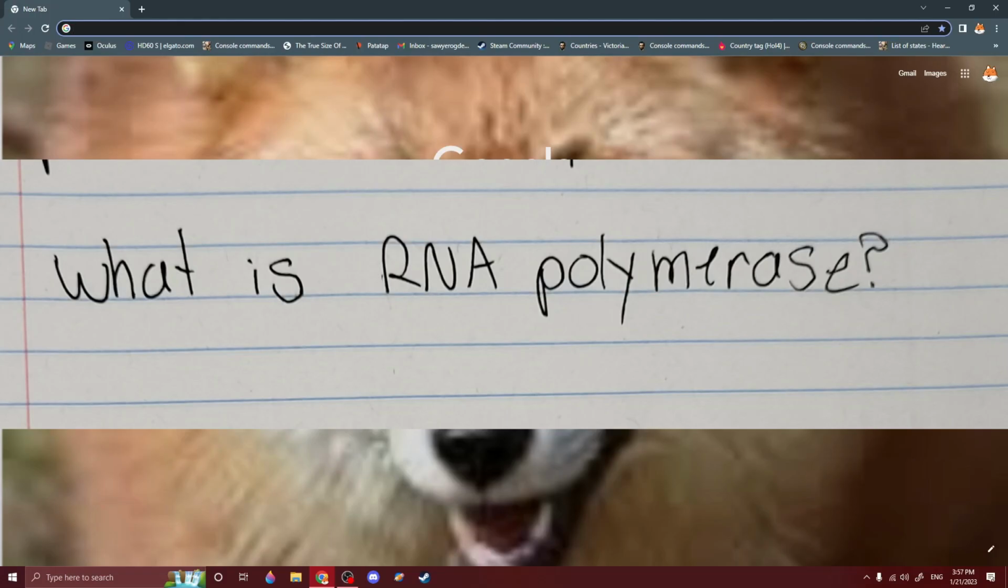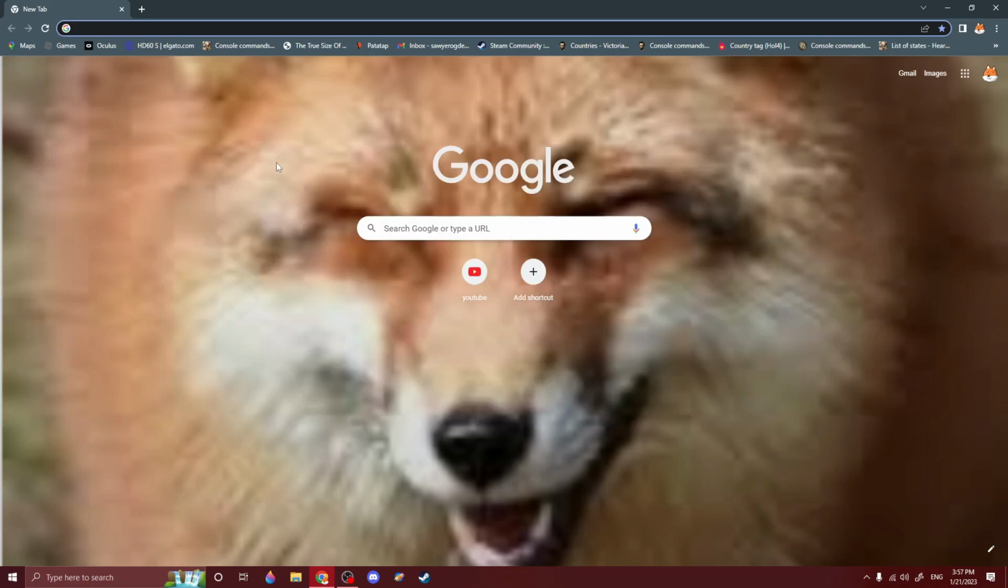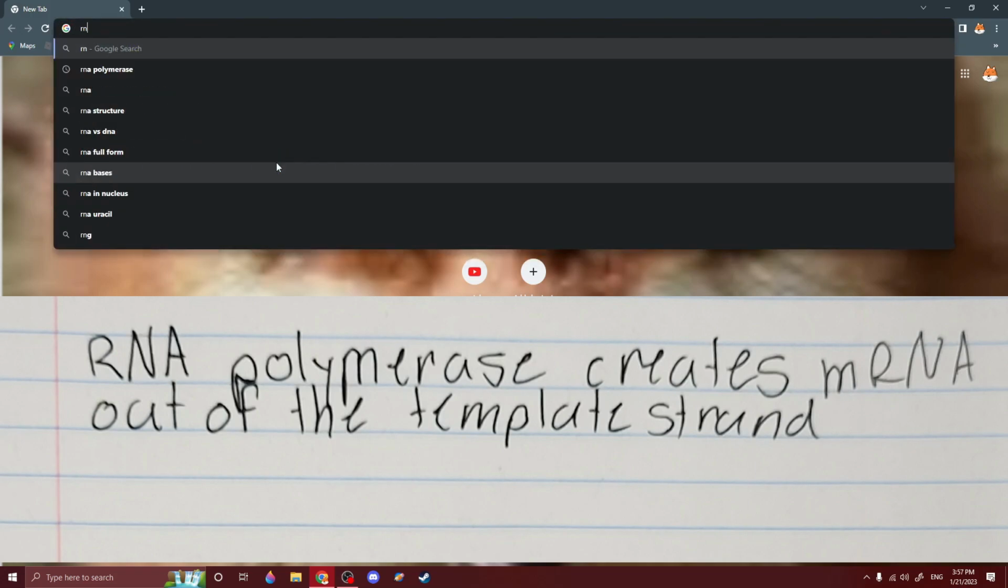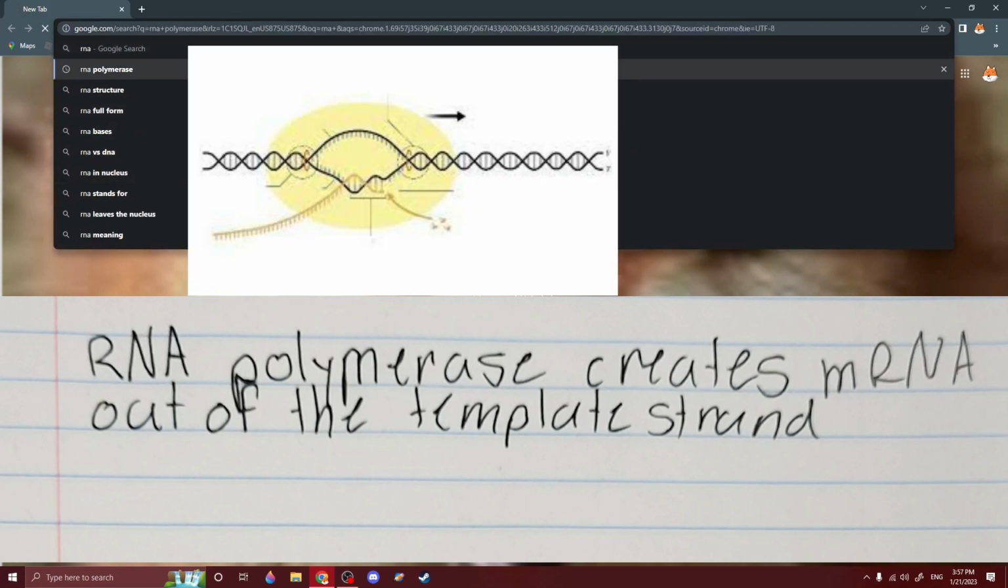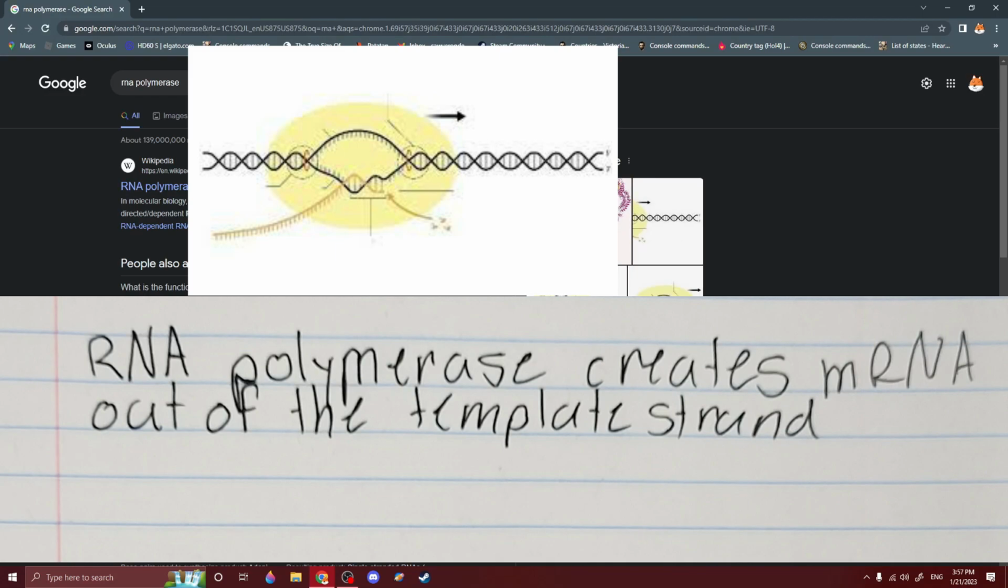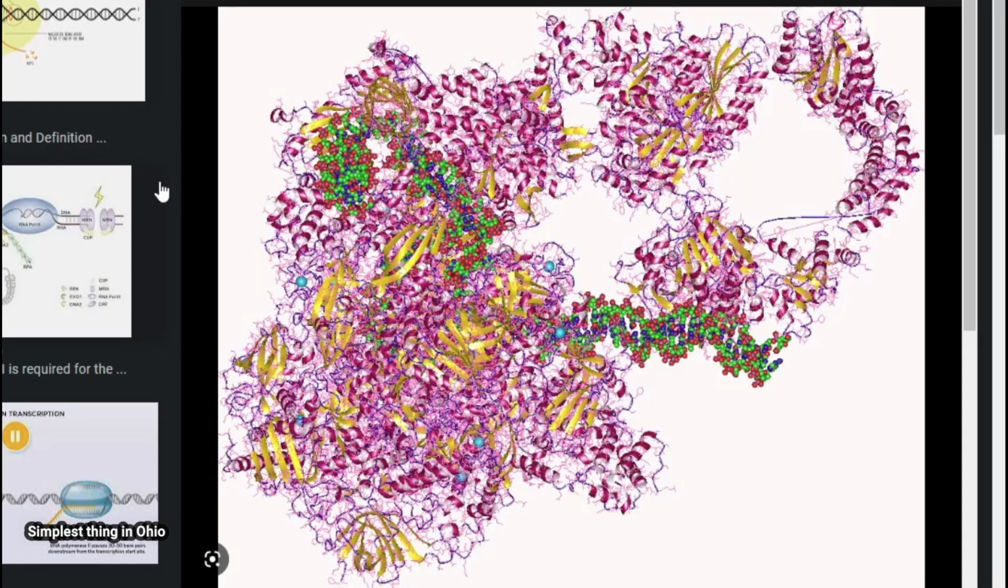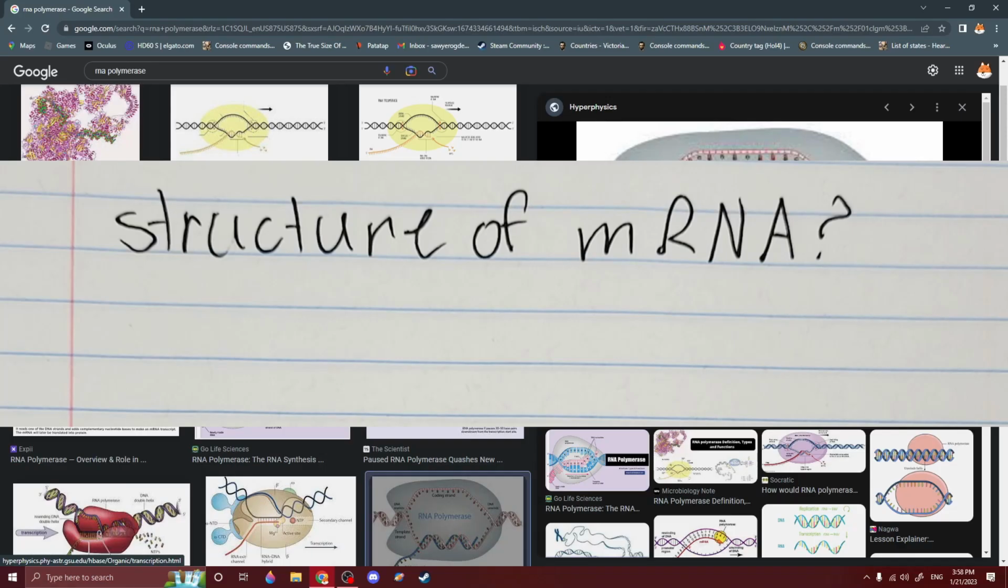What is RNA polymerase? It is RNA polymerase. It creates mRNA out of the template strand. Wow, look at that. I understand that perfectly, and I think you should too. mRNA. What is the structure of mRNA?